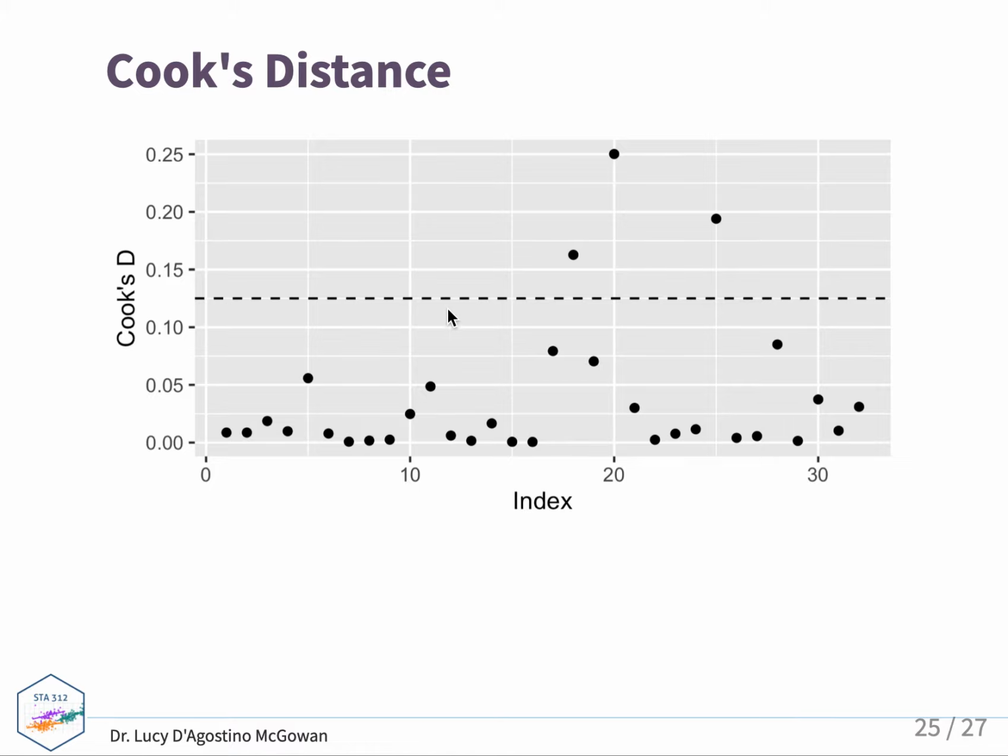Then I've drawn this dashed line here, and the dashed line falls at 4 divided by n, which in this case is 32. So I've got this line drawn at 4 divided by 32, and I basically see that it looks like maybe there are 3 points that seem somewhat influential that maybe I'd want to take an extra look at.